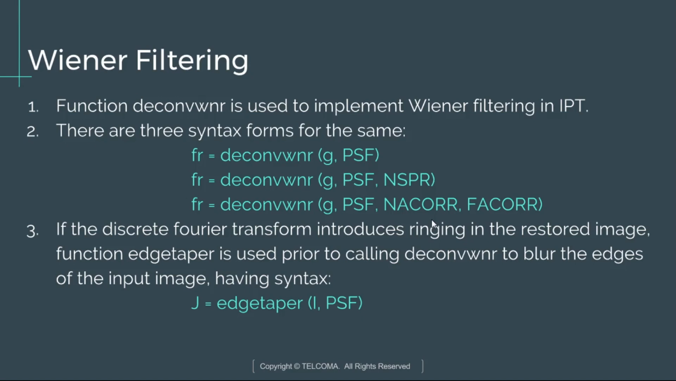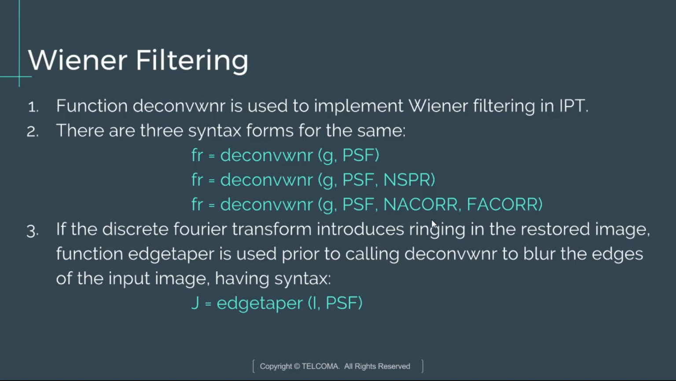The final syntax is fr = deconvwnr(g, psf, ncorr, fcorr), with extra parameters NCORR and FCORR. This assumes that the autocorrelation functions NACORR and FACORR of the noise and undegraded image are known. This form of deconvwnr uses the autocorrelation of N and F instead of the power spectrum of these functions.